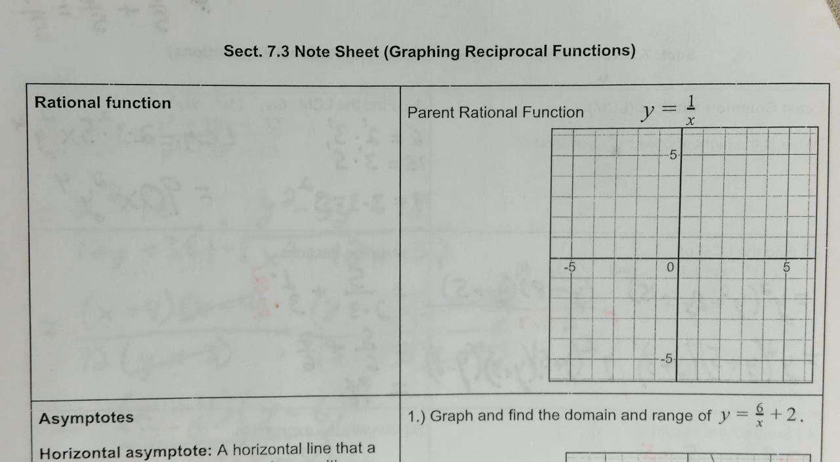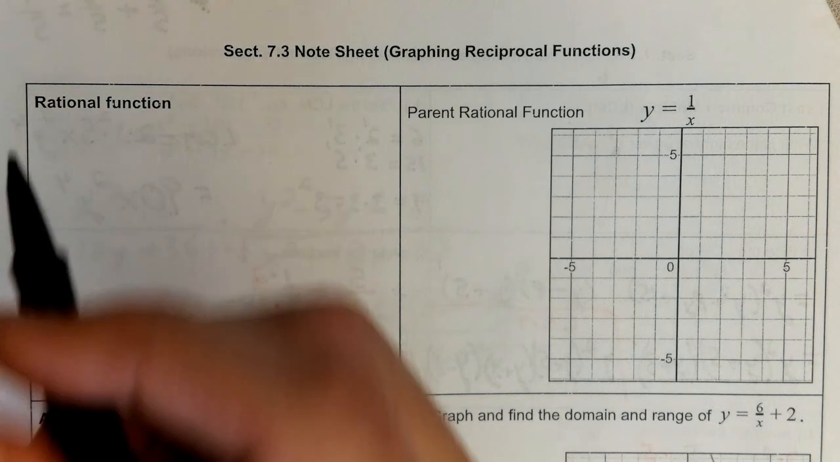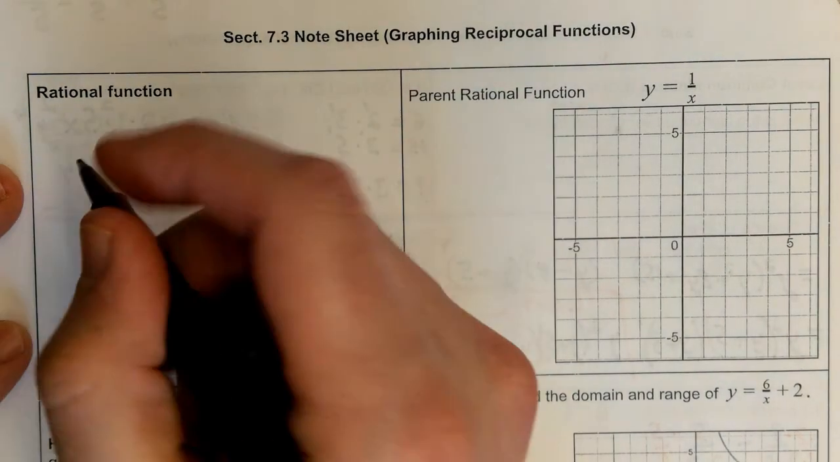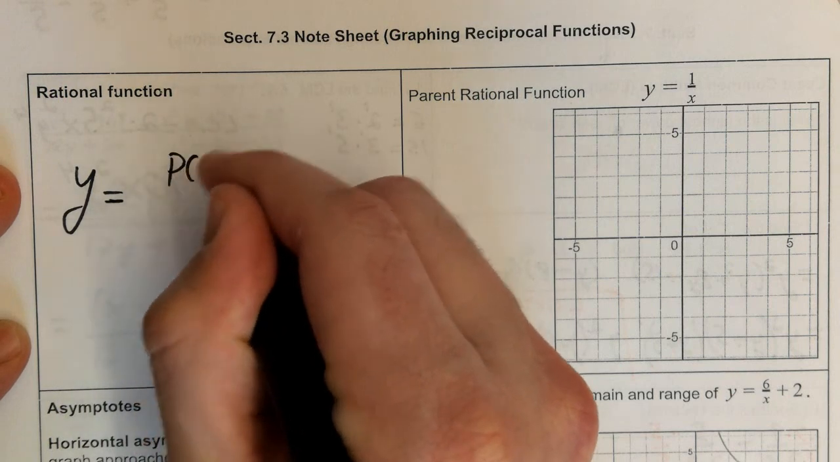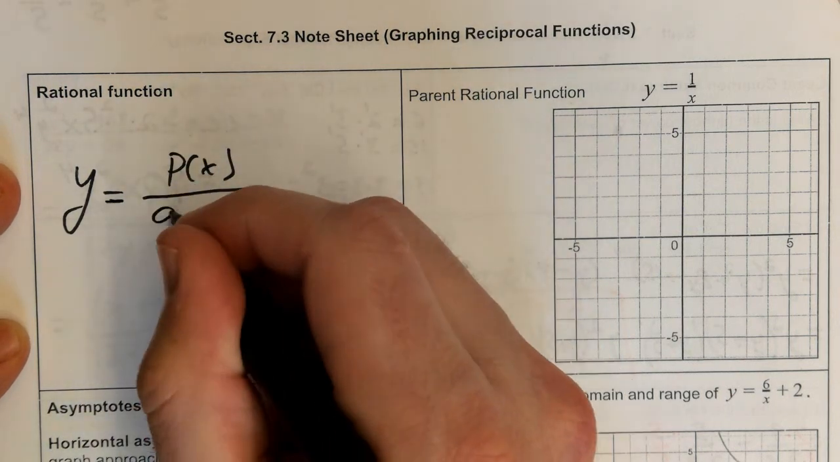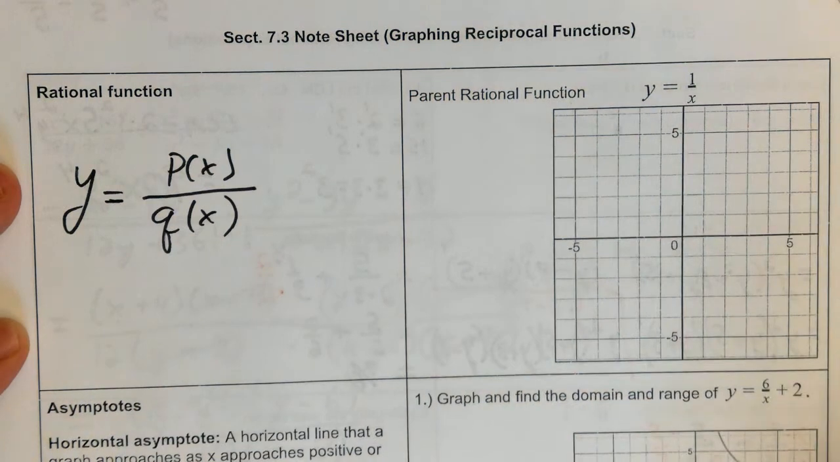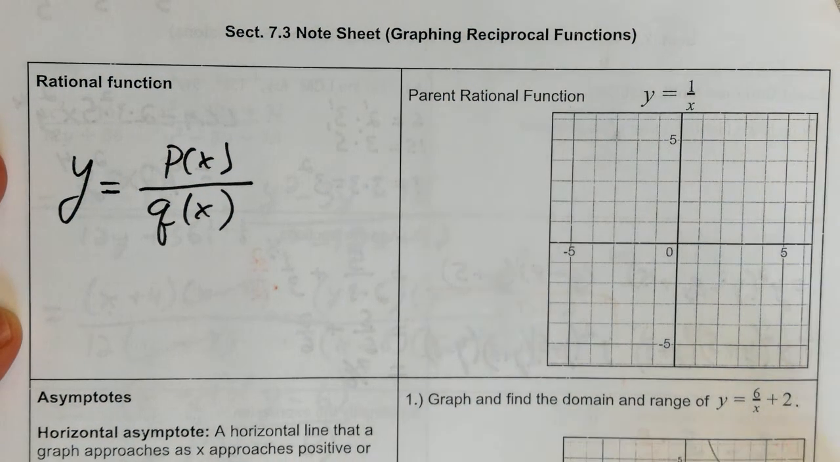That is a function. So it can be written as f of x equals or y equals. And it's typically made up of two polynomial functions. So just in general here, we'll write it out that it's some function p of x, which is a polynomial function, divided by some other function q of x, which is a polynomial function. Okay, that's all a rational function is.